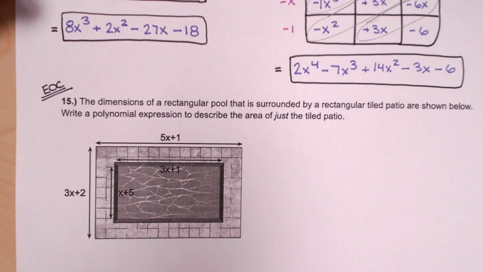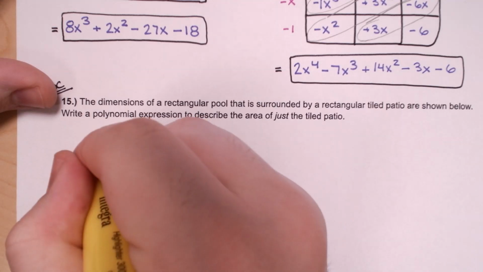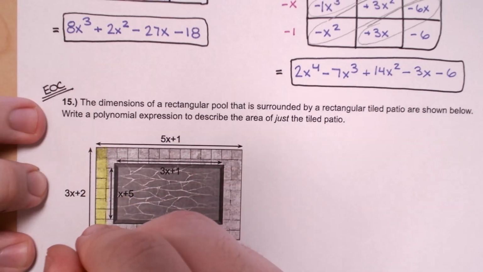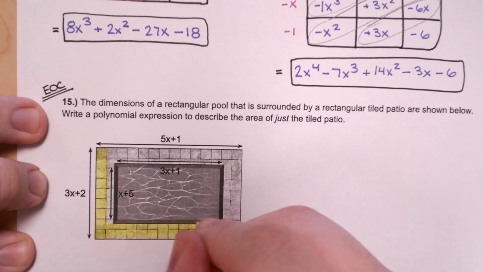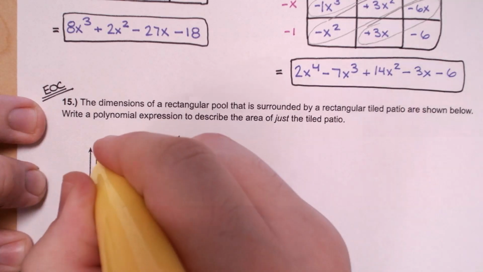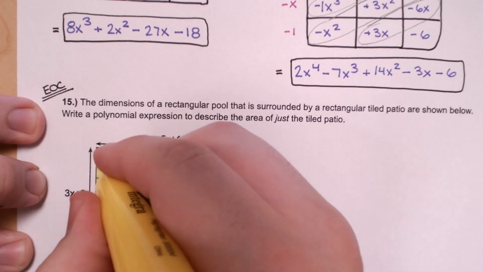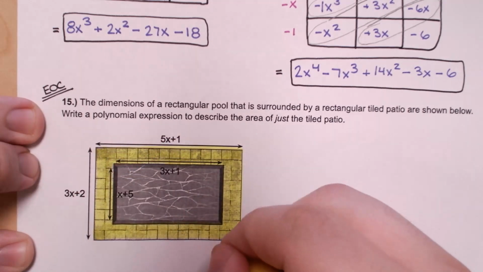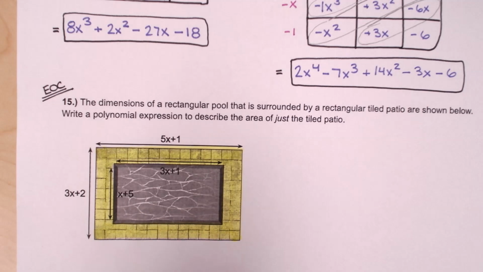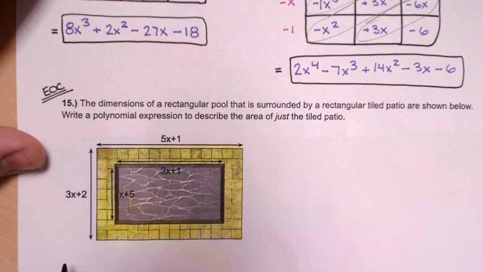So, all it wants in terms of the area is this tiled patio. In other words, just the outer ring around the pool, but not including the area of the pool itself. So to answer this question, first I need to figure out the area of the entire thing. So that would be 5x plus 1 times 3x plus 2.